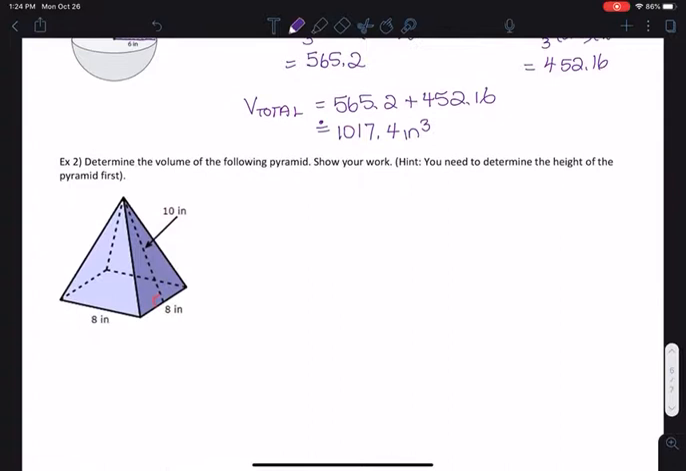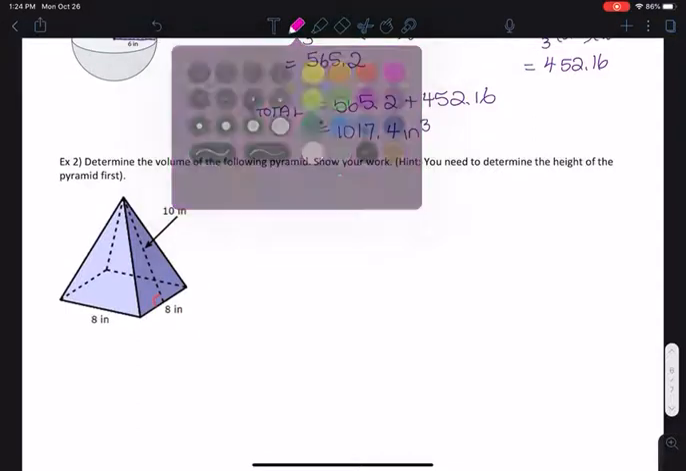Last example, determine the volume of the following pyramid. Show your work. Hint, you need to determine the height of the pyramid first. Oh, right. So in order to do the volume of a pyramid, the formula is 1/3 base squared times height, but we don't have the height. We have this 10, but that's not the actual height.